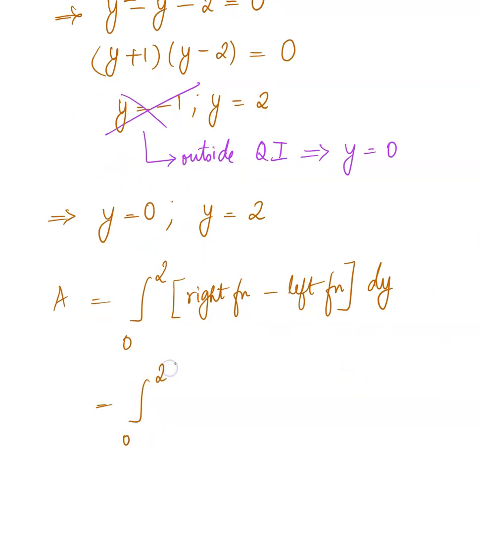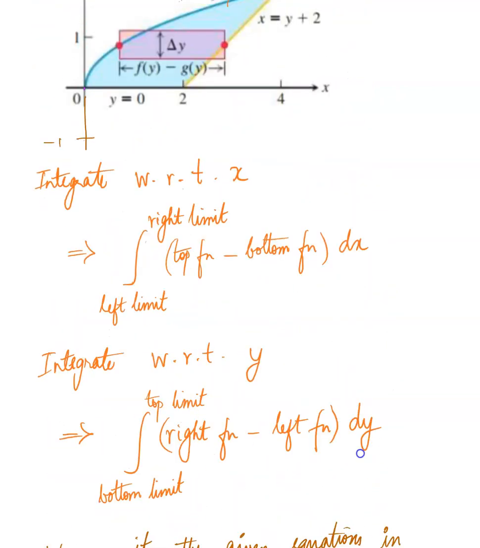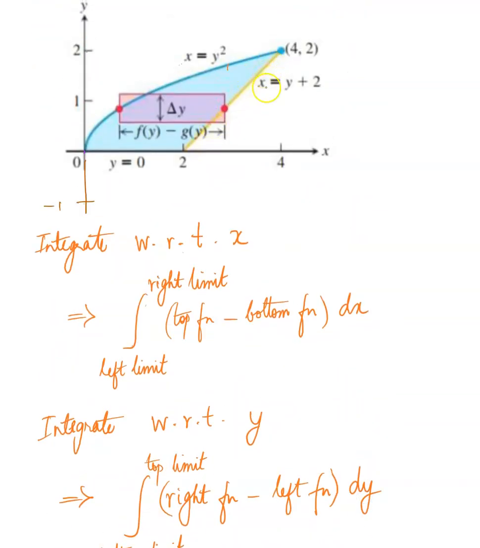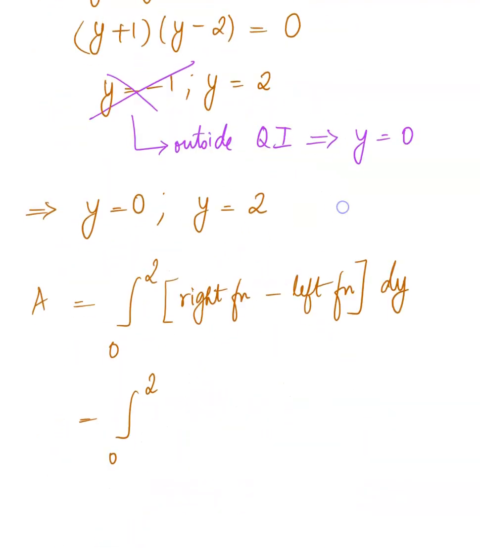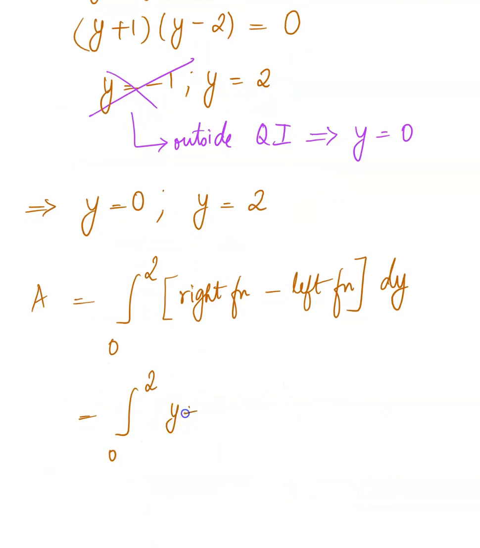0 to 2. So let's go to the graph again. The right function, the rightmost function is actually your line. The line is y plus 2. So the right function is the yellow minus the left function, which is the blue, which is y squared. Let's write that down here. Y plus 2 minus y squared dy. So again, for our quick reference, let's say that the right function is the line and the left function is the square root of x. Okay, a square root of x for our understanding, but you know we're not calling it square root of x, we're calling it y squared.